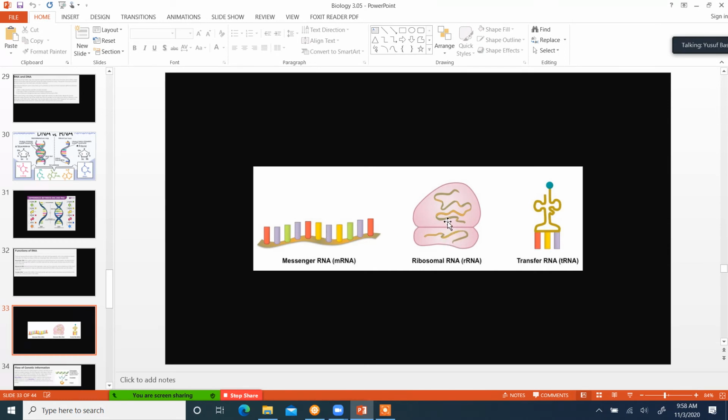So basically, it's copied from DNA inside of the nucleus, and then it goes to deliver whatever it copied to some other part for some purpose. Right. Now, ribosomal RNA. Remember, Anas, what do ribosomes do? Remember what ribosomes do?